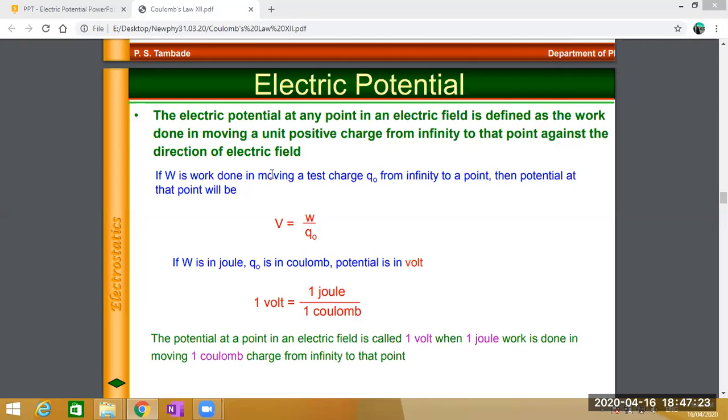So a brief definition of electric potential is that the electric potential at any point in an electric field is defined as the amount of work done in moving a unit positive charge from infinity to a certain point in the given field against the direction of the electric field.